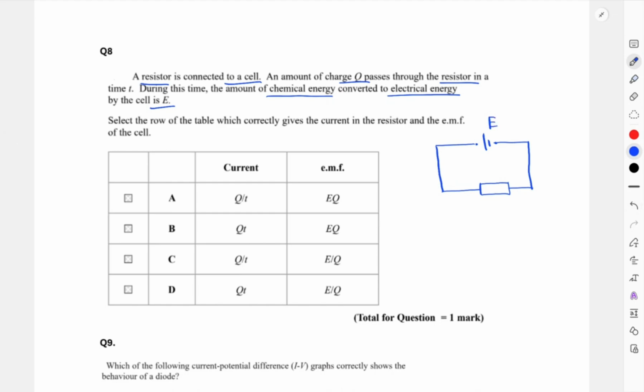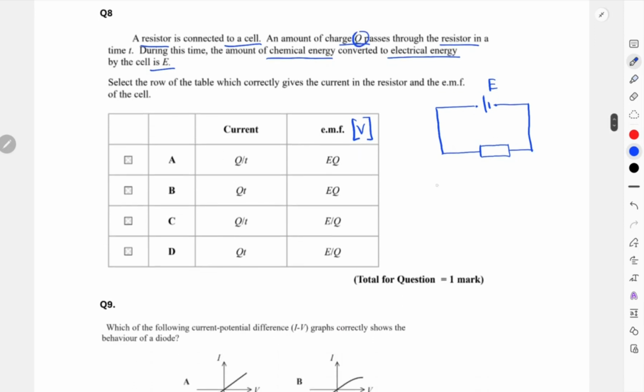Hmm. The chemical energy to electrical energy. Oh no, this was not the EMF. They have given you the value for the total electrical energy, and they want you to find out the value for that total voltage. Well, EMF is voltage, right? So you can write EMF is voltage. And they've also stated the amount of total charge passing through the resistor. It was Q. So if you want to find out the voltage, you have to just rearrange the equation. So E equals VQ. I'm just going to make V the subject, which is going to be E over Q. That means my correct answer is either option A or option C.